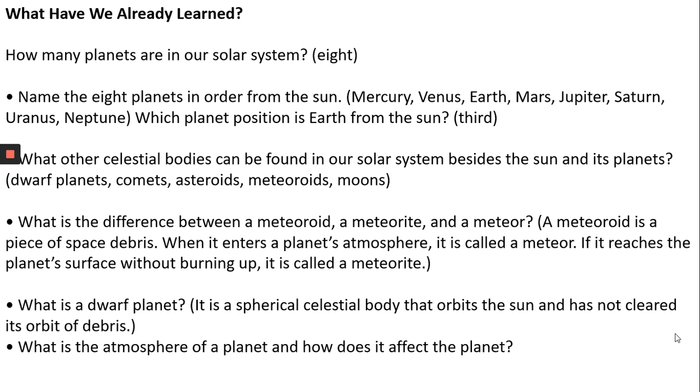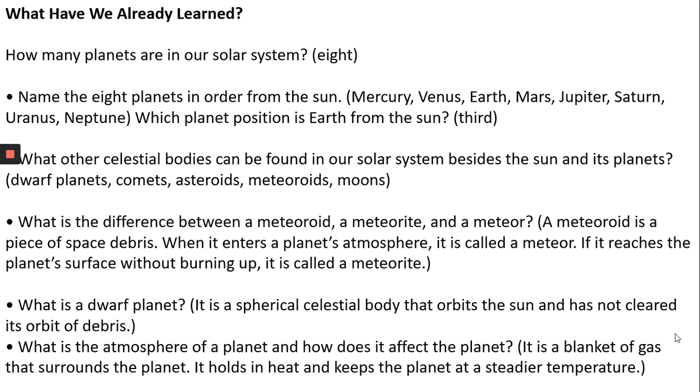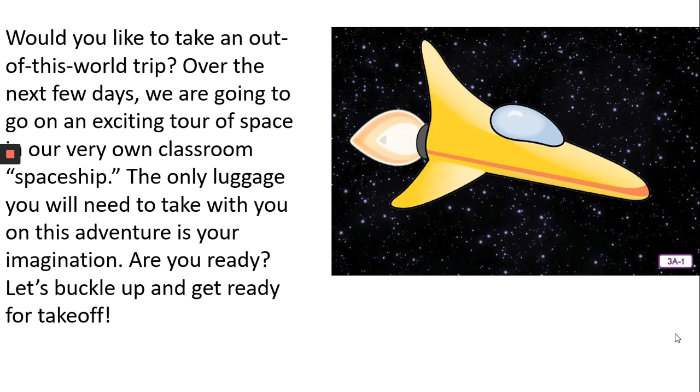The atmosphere of a planet, how does it affect a planet? It's a blanket of gas that surrounds the planet, holds the heat in. Some of them have dense, thick atmospheres like Venus. Some of them don't have atmospheres at all, like Mercury.